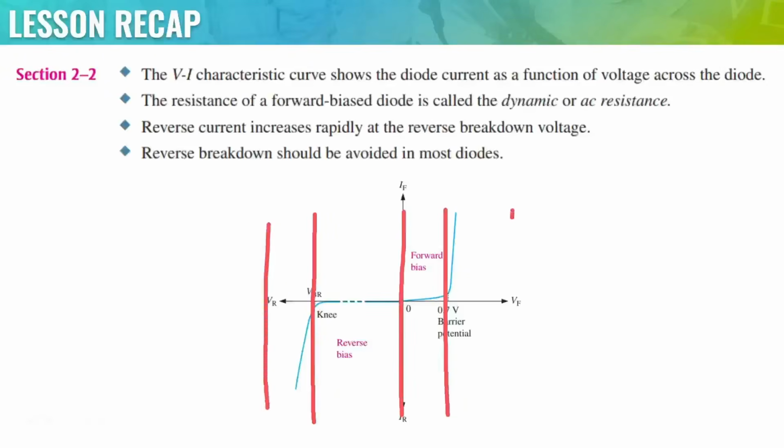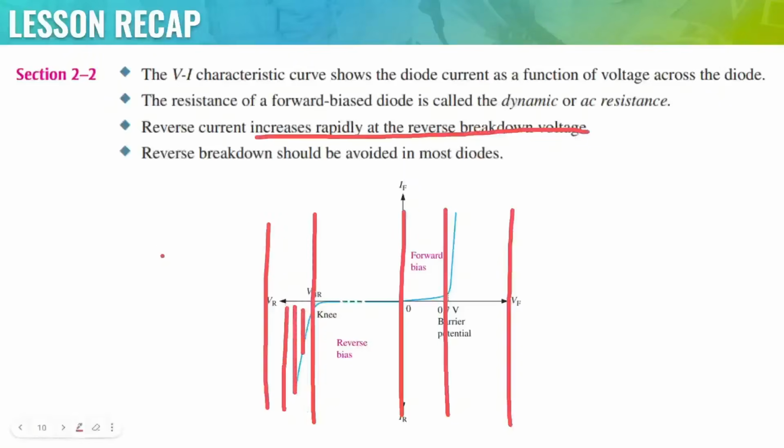But what you need to know is that the current increases rapidly at the reverse breakdown voltage, which refers to this area. So that's what I said earlier about a very high voltage being able to force the diode to conduct in the wrong direction. Similarly, when the diode is on and the voltage is past the barrier potential, it is able to act like a conductor here.